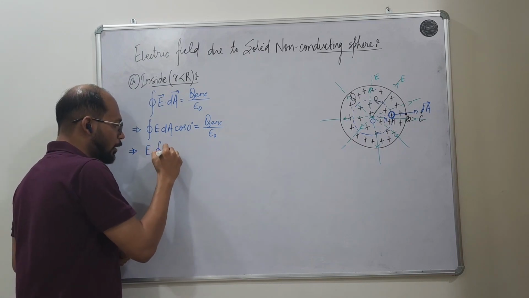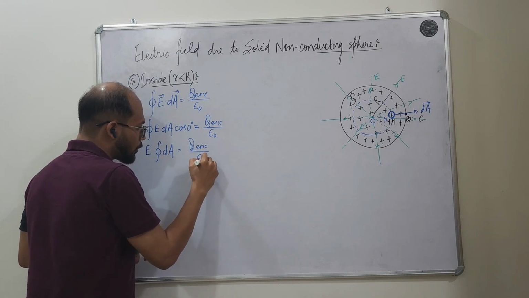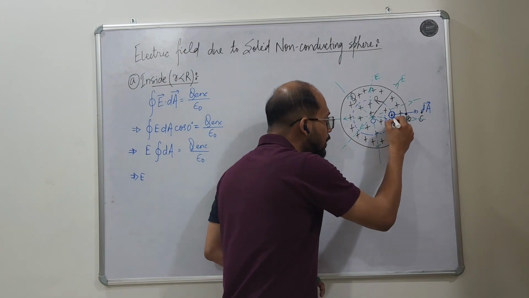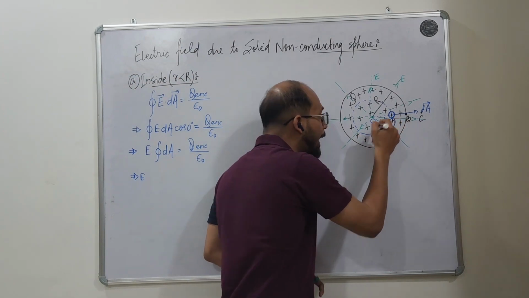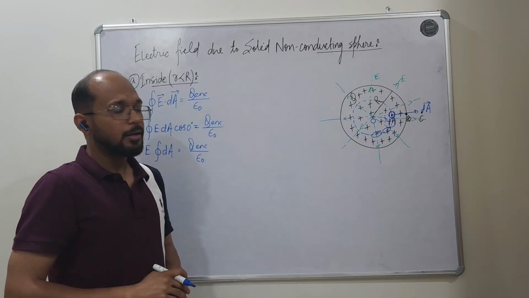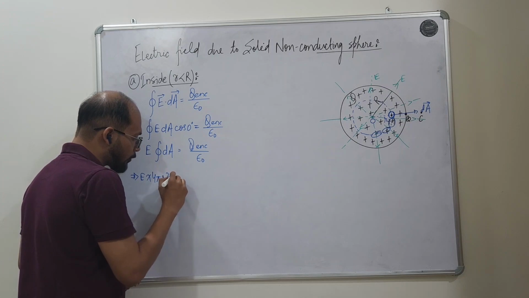That will be closed integral of dA equals Q enclosed by epsilon naught. Now, what is the value of closed integral of dA? If we choose dA and add all these dA, we will get the total surface area of this sphere. That will be 4 pi small r square.